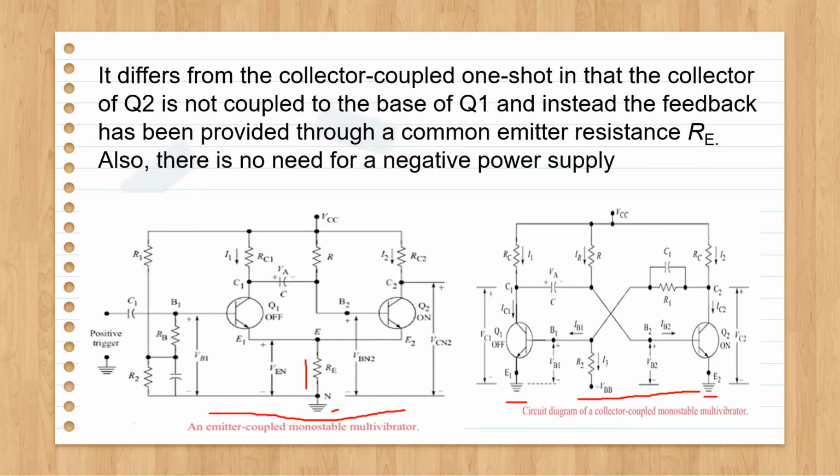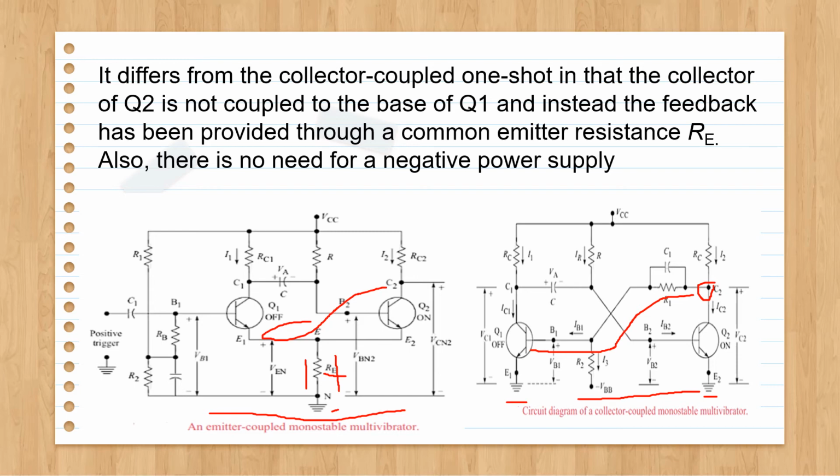One more thing, in the collector coupled monostable multivibrator, the output of the second stage is connected to the base of the first stage. Here, the output of the second stage is not connected to the base of the first stage. This is the basic difference. Instead, the emitters are connected to ground through a common emitter resistance. The drop across RE provides feedback to the circuit.